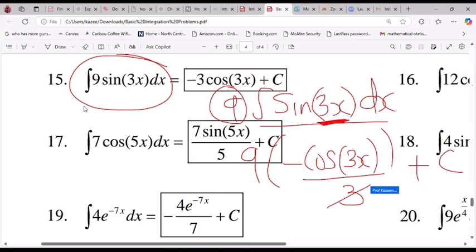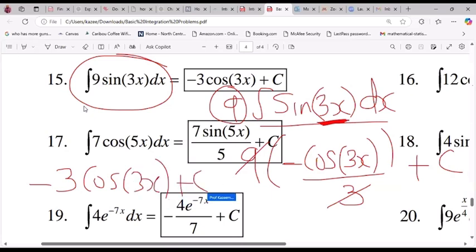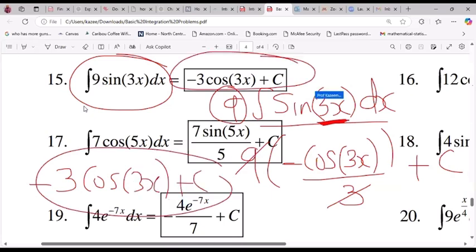And I'm going to do 3 goes in 9. That's going to give me negative, because let's say negative here, right? Negative 3 cos 3x plus c. And that was how they got this particular answer here.